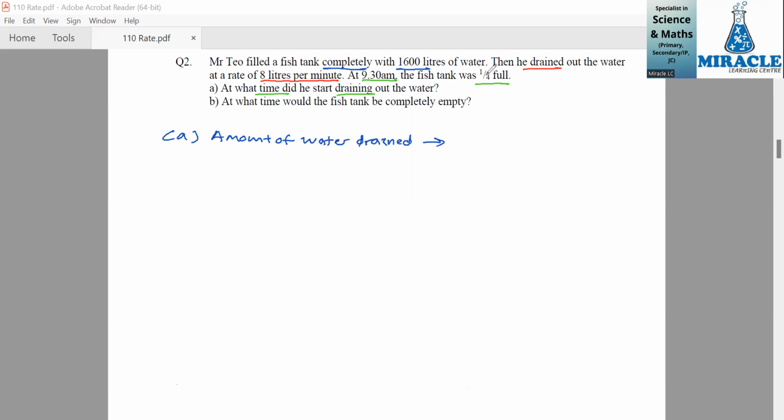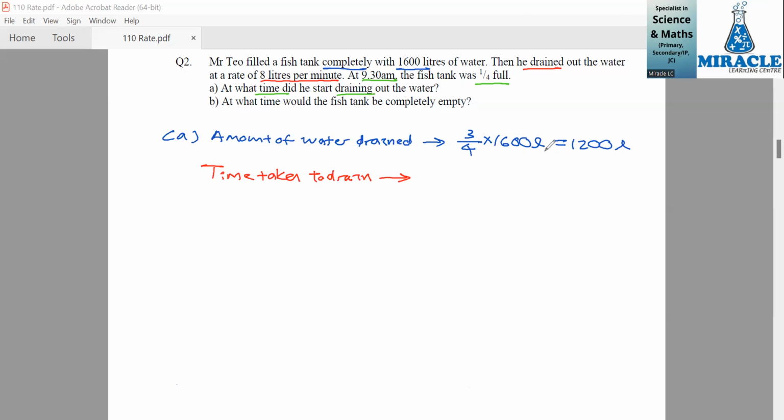So since the fish tank was 1/4 full, it means that 3/4 of the water in the fish tank was drained. And we know that the tank had 1,600 liters of water initially. So 3/4 times 1,600 gives us 1,200 liters. So this was the amount of water drained, and we know that the water was drained at a rate of 8 liters per minute. So let's find the time taken to drain.